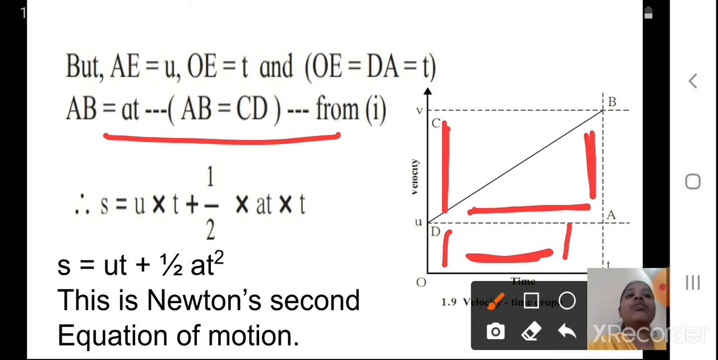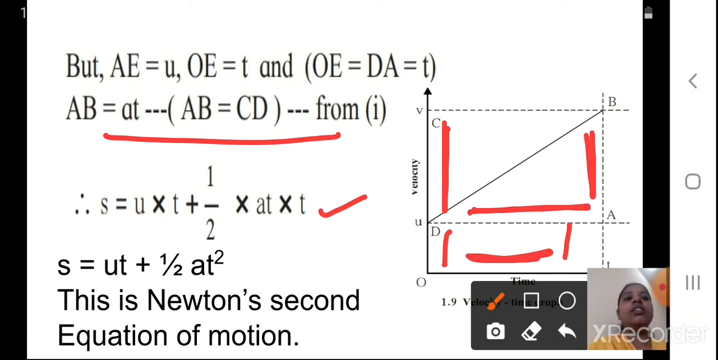Okay, so when you substitute the value, student, what you are going to get? S is equal to U into T plus half into A into T. When you solve this now, you will understand it better. I think till now you have solved it. Okay, so what you will get? S is equal to UT plus half AT square.